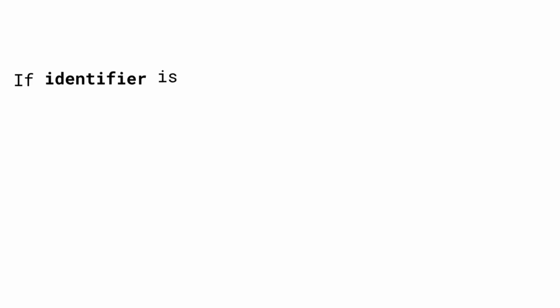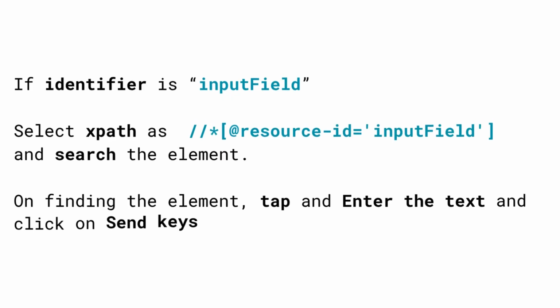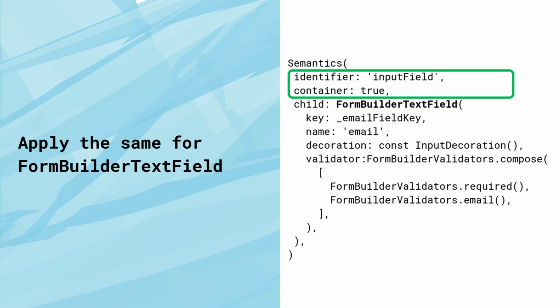In Appium Inspector, once the app is running, we can now see the input field under ID. We can use this ID as XPath to find and tap the element during test automation. This approach isn't limited to just the default text field. You can apply the same semantics pattern to widgets like FormBuilderTextField, making form automation consistent across your app.